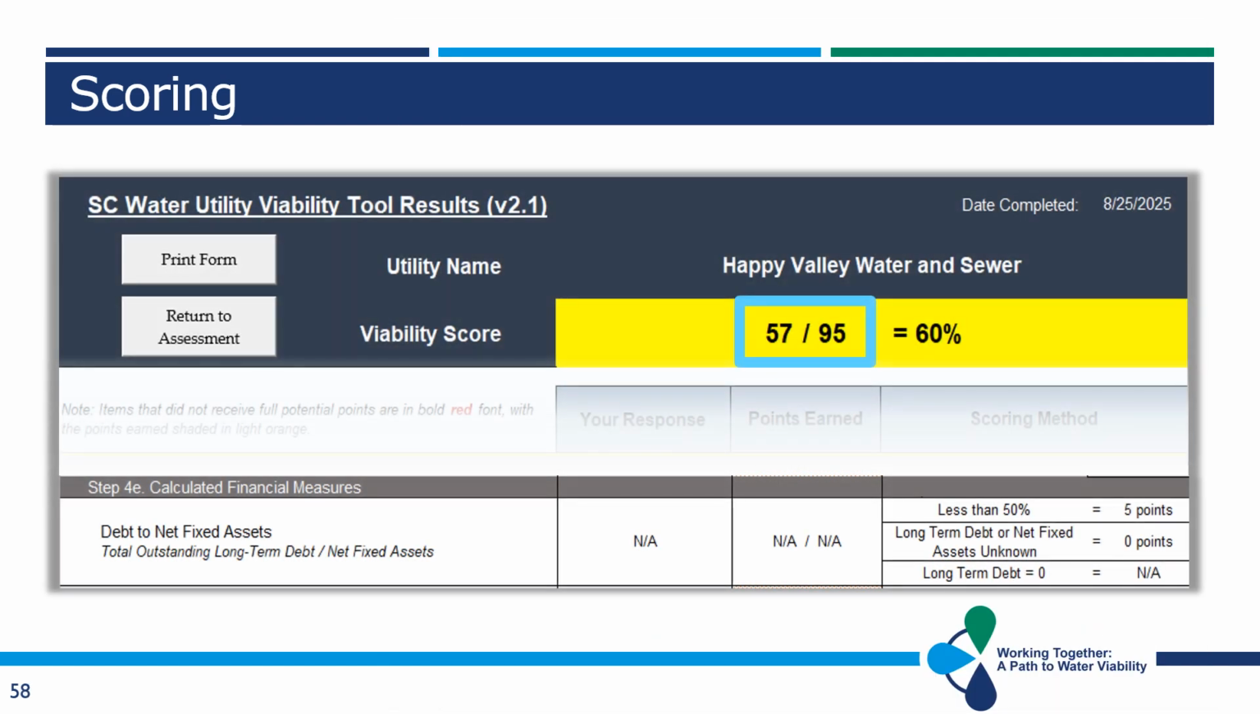Depending on your answers to the questions, you may notice that you have less than 100 possible points. This happens when specific questions are not applicable to a particular utility. For example, utilities with no long-term debt will not be scored on the debt to net fixed assets metric. This is why the overall score is shown as points as well as a percentage.